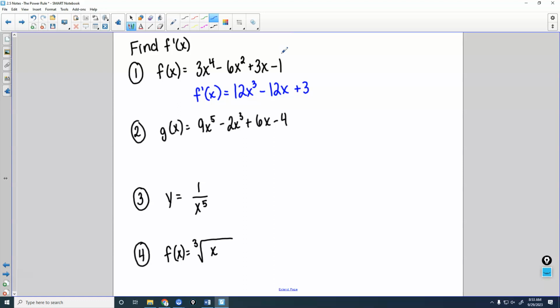Does that make sense? Okay. Oh, and what would the derivative be for number 2?